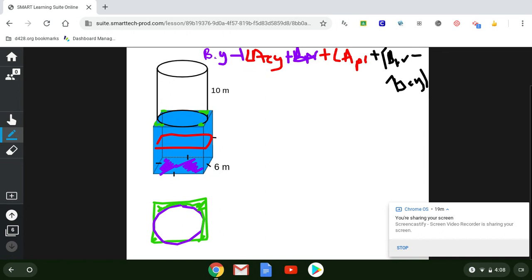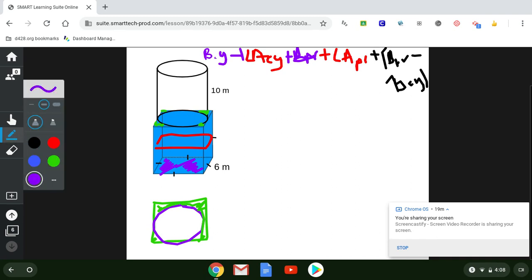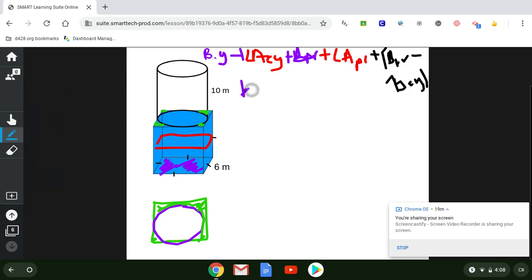So there is quite a bit of work on this one. I just write out my plan of all the pieces I need to find of the 3D shapes, and then I find each piece and add it all together. Okay, so I'm going to start first with the base of the cylinder.